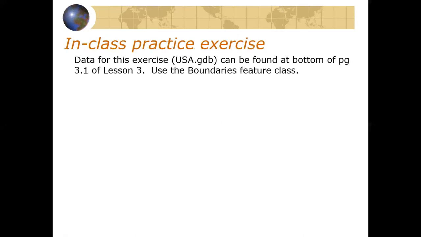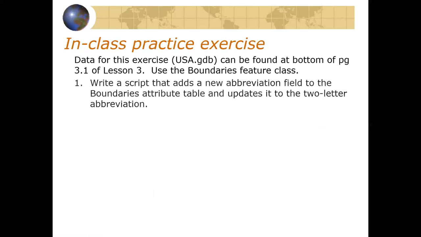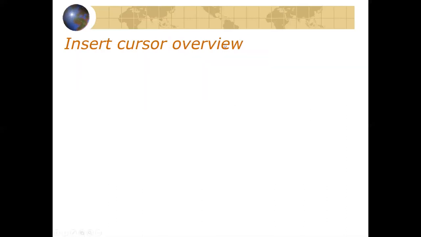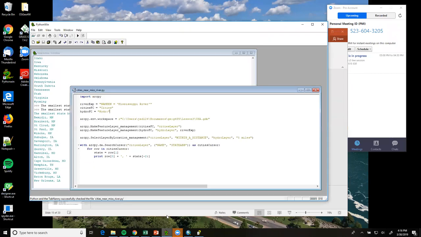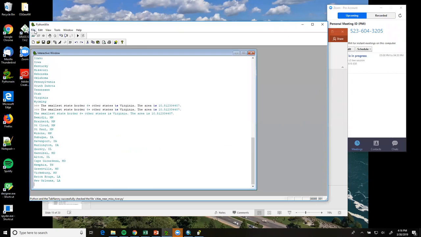Okay, and I just want to go through one last exercise before we call it quits here. And that is to write a script. So we've been dealing with that abbreviation field that starts with US dash, right? So create a new abbreviation field and update that field. Set its values to just that. Okay. And then I also have some slides on insert cursors. I'm not going to go over that today. I'm running out of time here. So we'll just finish up with this exercise on update cursors because it does have importance to the project.